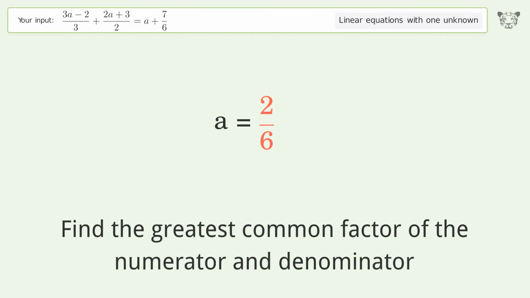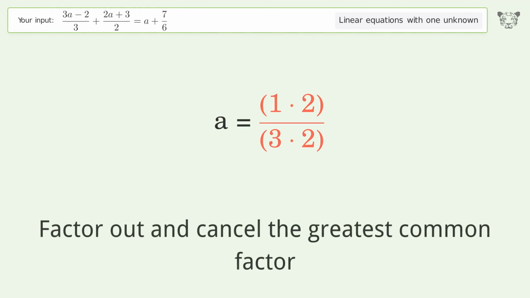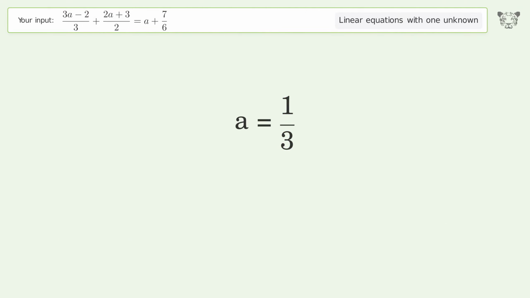Find the greatest common factor of the numerator and denominator. Factor out and cancel the greatest common factor. And so the final result is a equals 1/3.